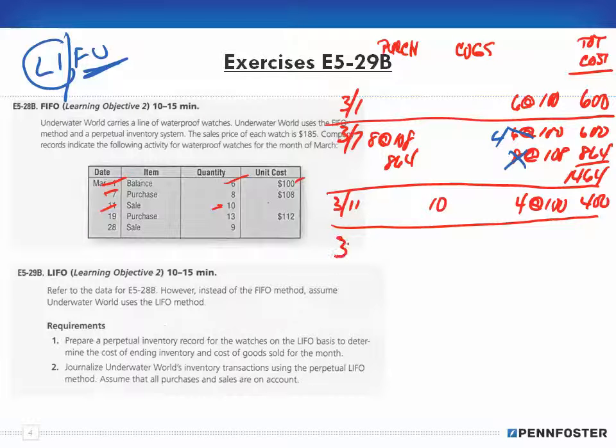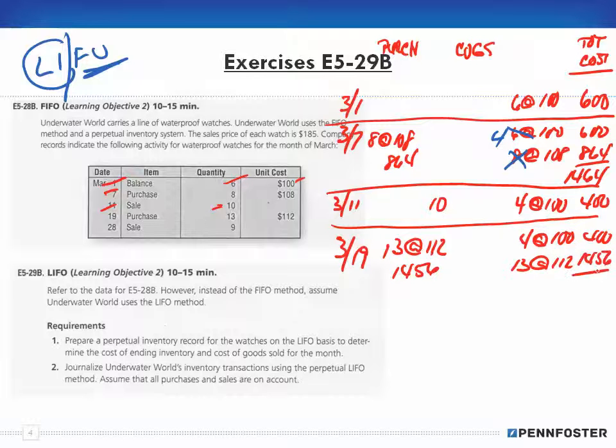Now on 3/19, we purchased 13 more at 112, and that totals 1456, 13 times 112. And so we have 4 at 100, or $400, and we have 13 at 112, which is 1456, which means our inventory value is 1856 as of 3/19.